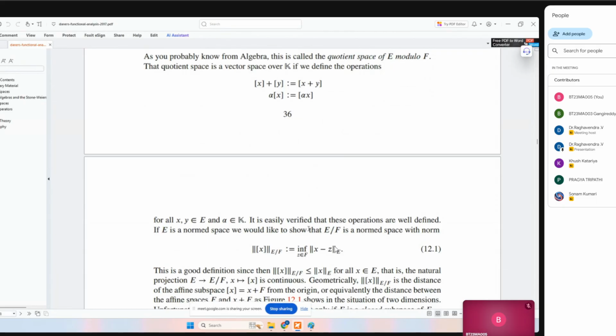So it is easily verified that these operations are well defined, obviously. No problem. Okay.